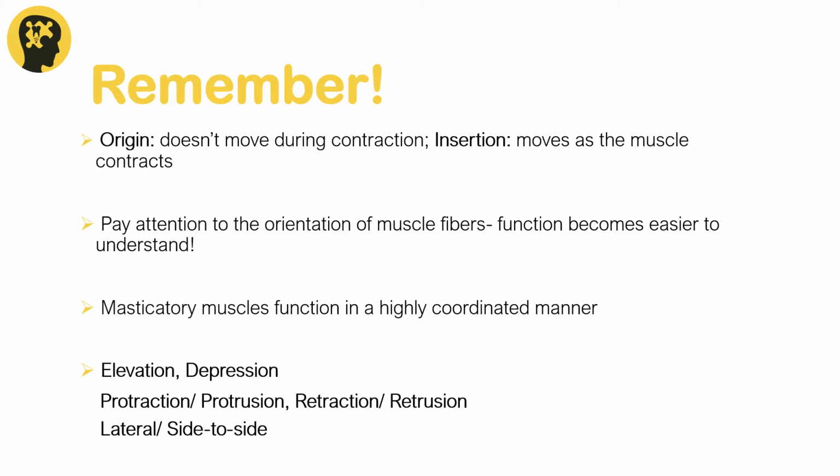When we talk about the mandible, the mandibular movements that are brought about by the masticatory muscles include firstly elevation, which is an upward movement of the mandible or the closure of the mouth, depression, which is a downward movement of the mandible or the movement that occurs during the opening of the mouth, protraction or protrusion, which is the forward movement of the mandible, retraction or retrusion, which is the backward movement of the mandible, and lateral or side to side movements, which are the principal movements that occur during the grinding of food.